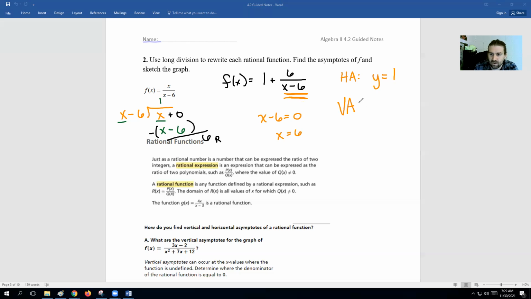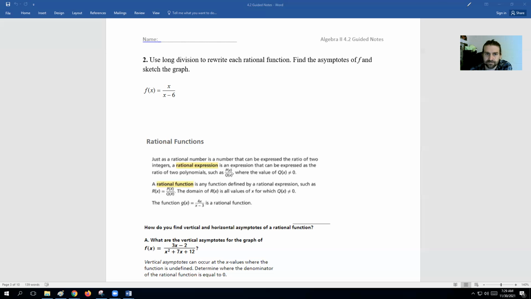That would be 6. Or if you have it simply here, it's just x minus 6. So when x equals 6, we have a vertical asymptote. So we think the horizontal asymptote is at 1. The vertical asymptote is at 6. Let's double check our findings on Desmos.